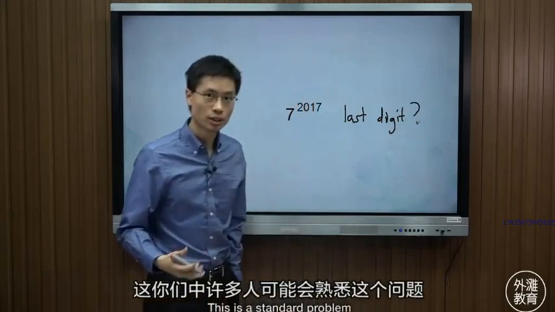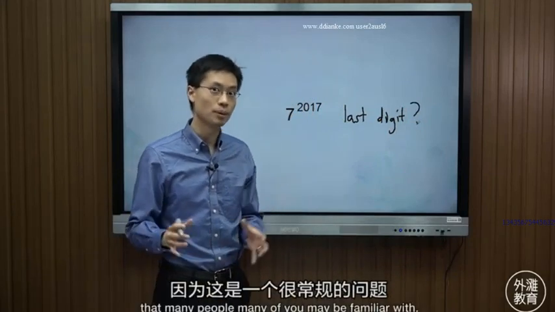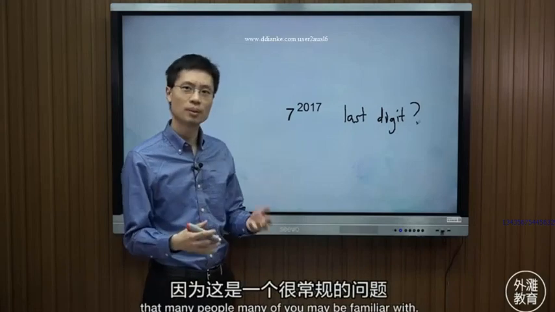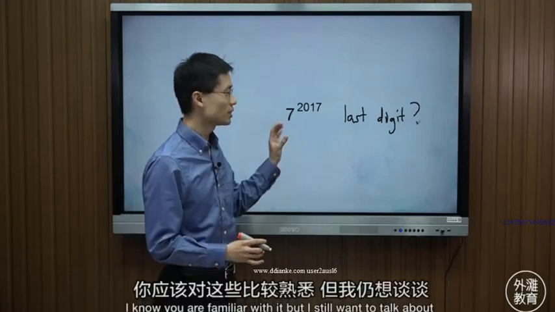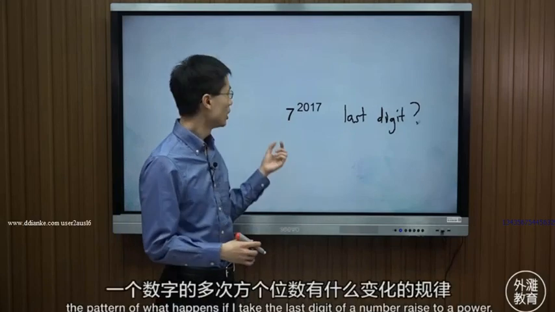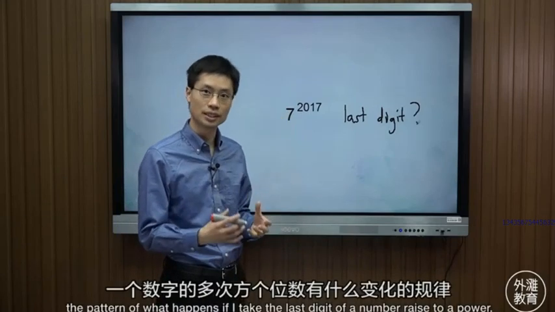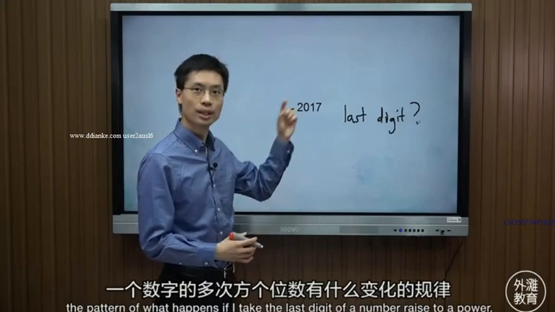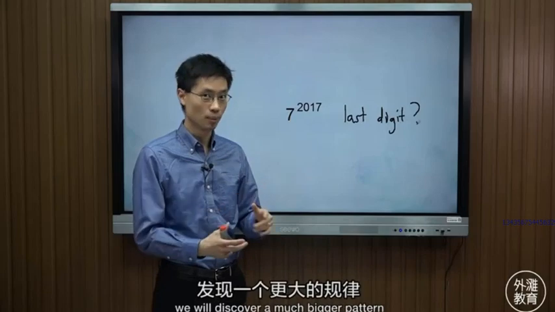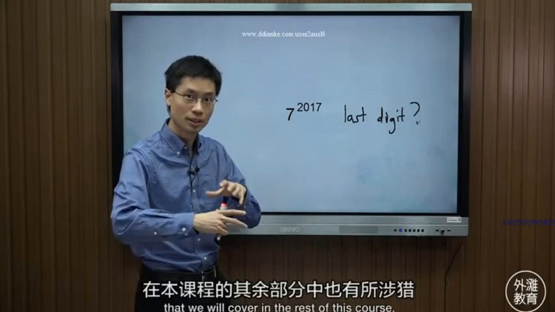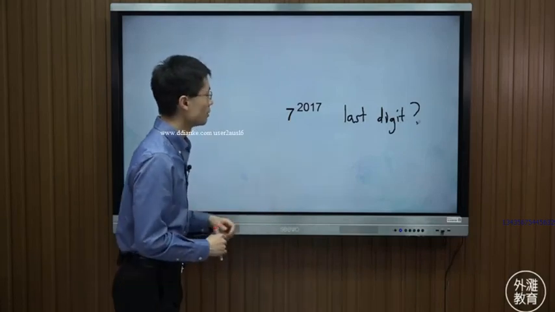this is a standard problem that many of you may already be familiar with. I know you're familiar with it, but I still want to talk about the pattern of what happens if I take the last digit of a number raised to a power, because from this pattern, we will discover a much bigger pattern that we'll cover in the rest of this course.